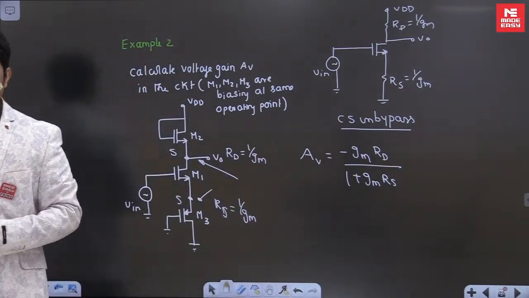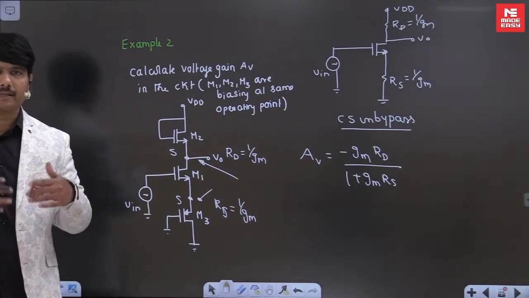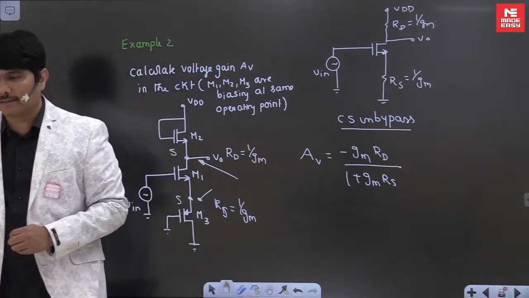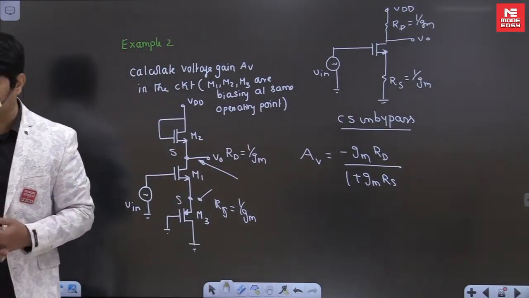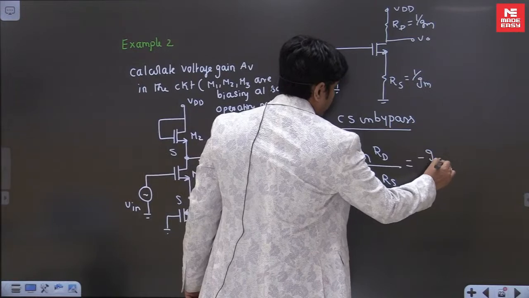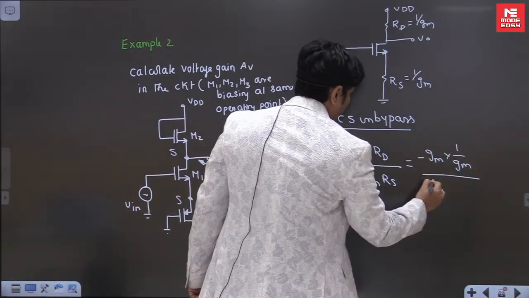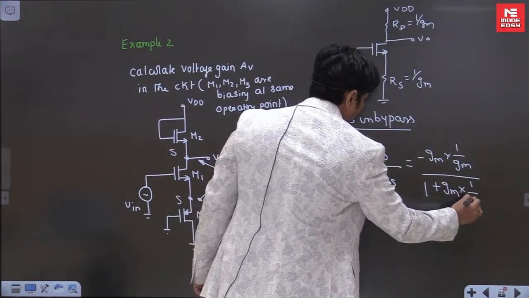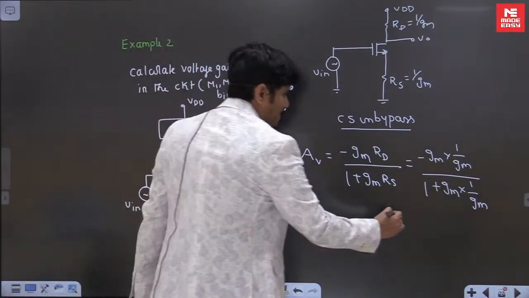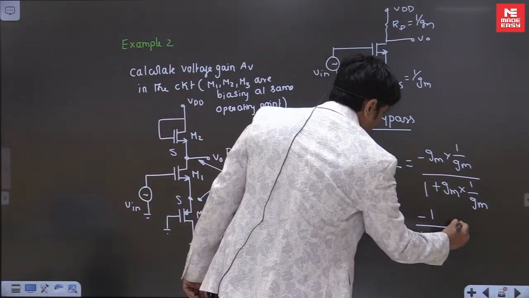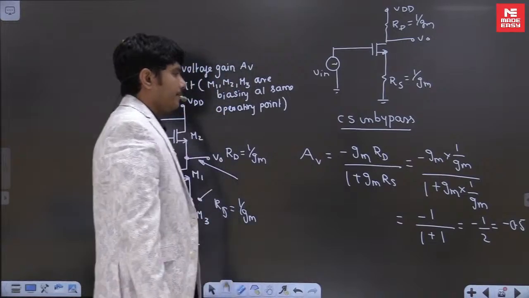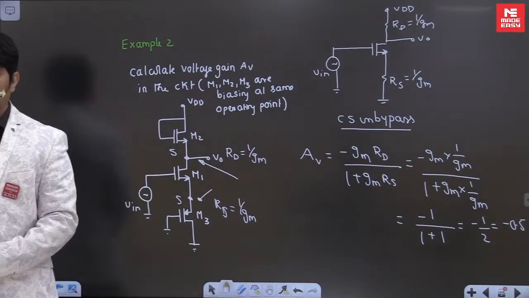Unbypassed means you will get an extra factor 1 plus GM into RS, which you have seen in the common drain amplifier. That is coming due to feedback here. RS will work as a series feedback in electronics. That makes me write that answer. So for this, the answer is minus GM into 1 by GM divided by 1 plus GM into 1 by GM. Both RD and RS are the same, so the answer will be minus 1 by 1 plus 1, which is minus 1 by 2. The answer will be minus 0.5. If you see clearly, this also gives the same answer, but with a negative sign.